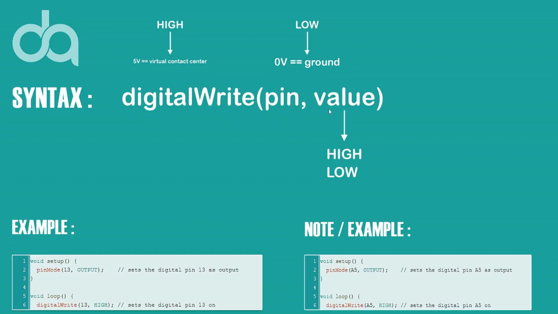Here is digitalWrite syntax. If you want to, for example, set pin 9 to high, you can write digitalWrite, W is capital, pin 9, value LOW. And pin 9 is going to 0 voltage. Example, pinMode 13 OUTPUT. First, you should set your pin to output, and then you can write high or low in your pin. Okay, with digitalWrite 13 HIGH, set the digital pin 13 on.